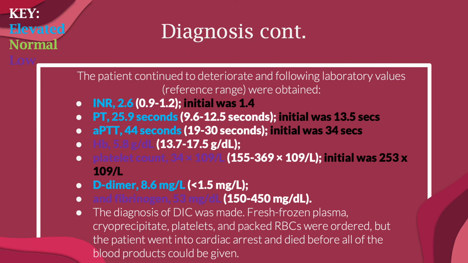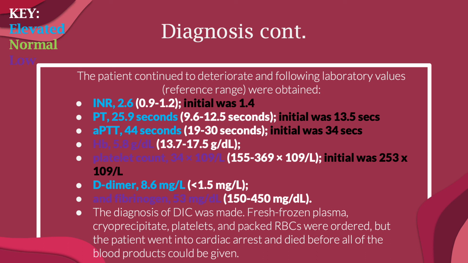So the slide continues in the diagnosis. The patient continued to deteriorate, and the following lab values were obtained. Note that the normal ranges are in the white parentheses, but the initial values from the first lab tests are in the black text. We see that INR, PT, and APTT continue to increase, getting farther and farther away from the normal range. D-dimer is now also elevated, while platelet count, which was normal in the first test, has decreased, as well as hemoglobin and fibrinogen values. Eventually, the diagnosis of DIC was made.